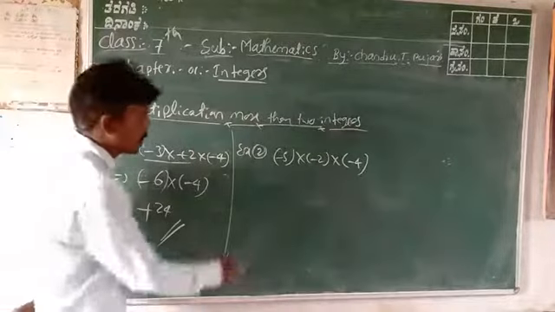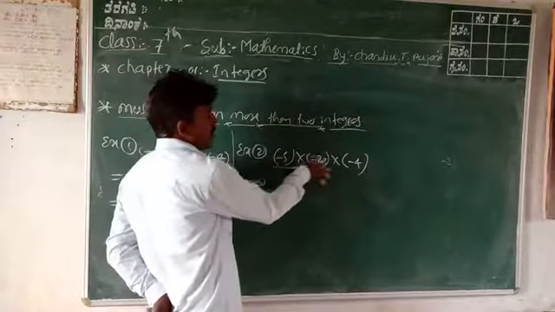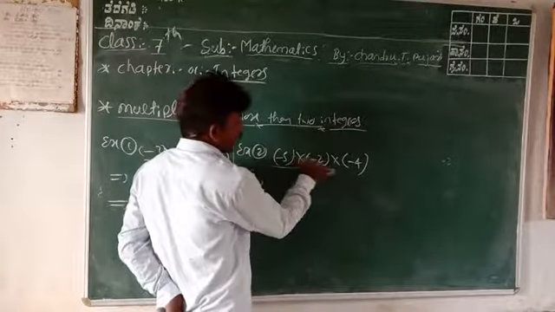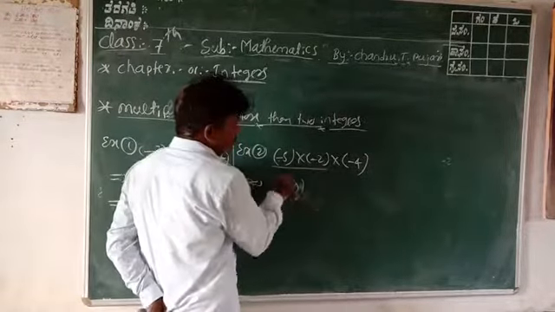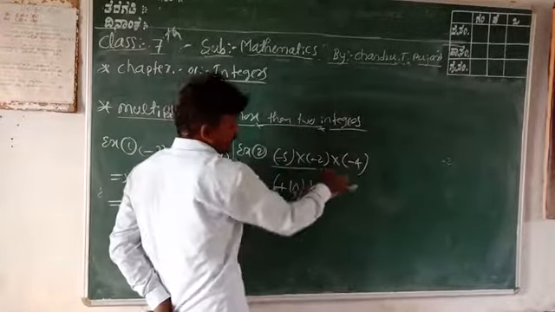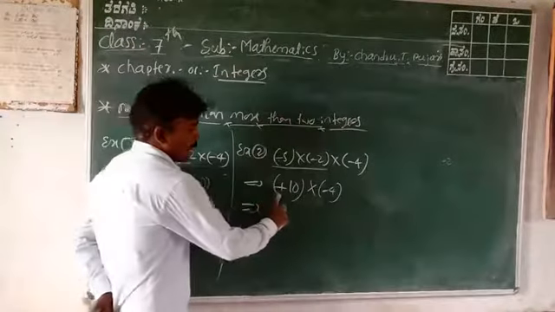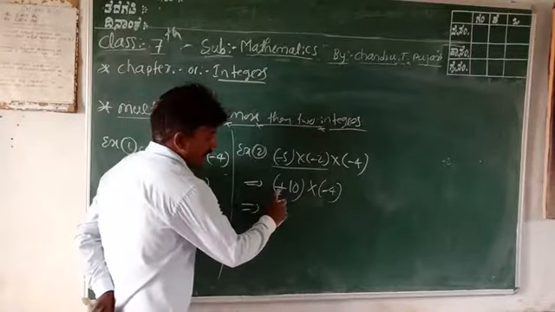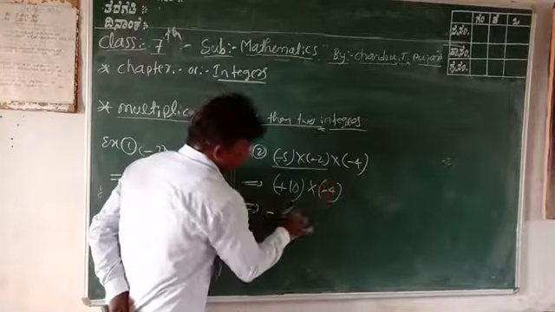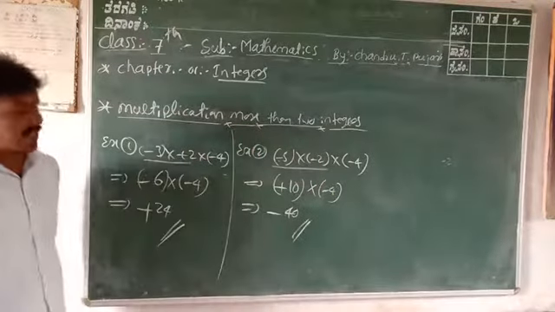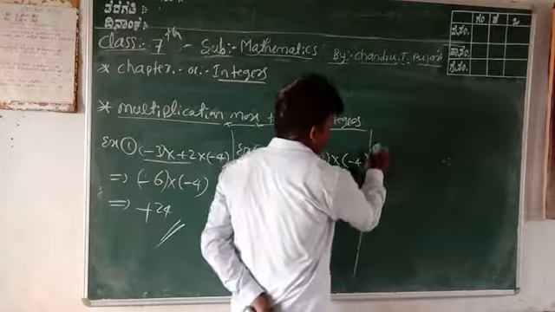The first step is multiplication of the first two numbers, minus 5 into minus 2. Minus into minus is plus, 5 2s are 10. Again into minus 4. The next multiplication you can do with these two integers: plus into minus is minus, 10 4s are 40. Your answer is minus 40. Again, check yourself.